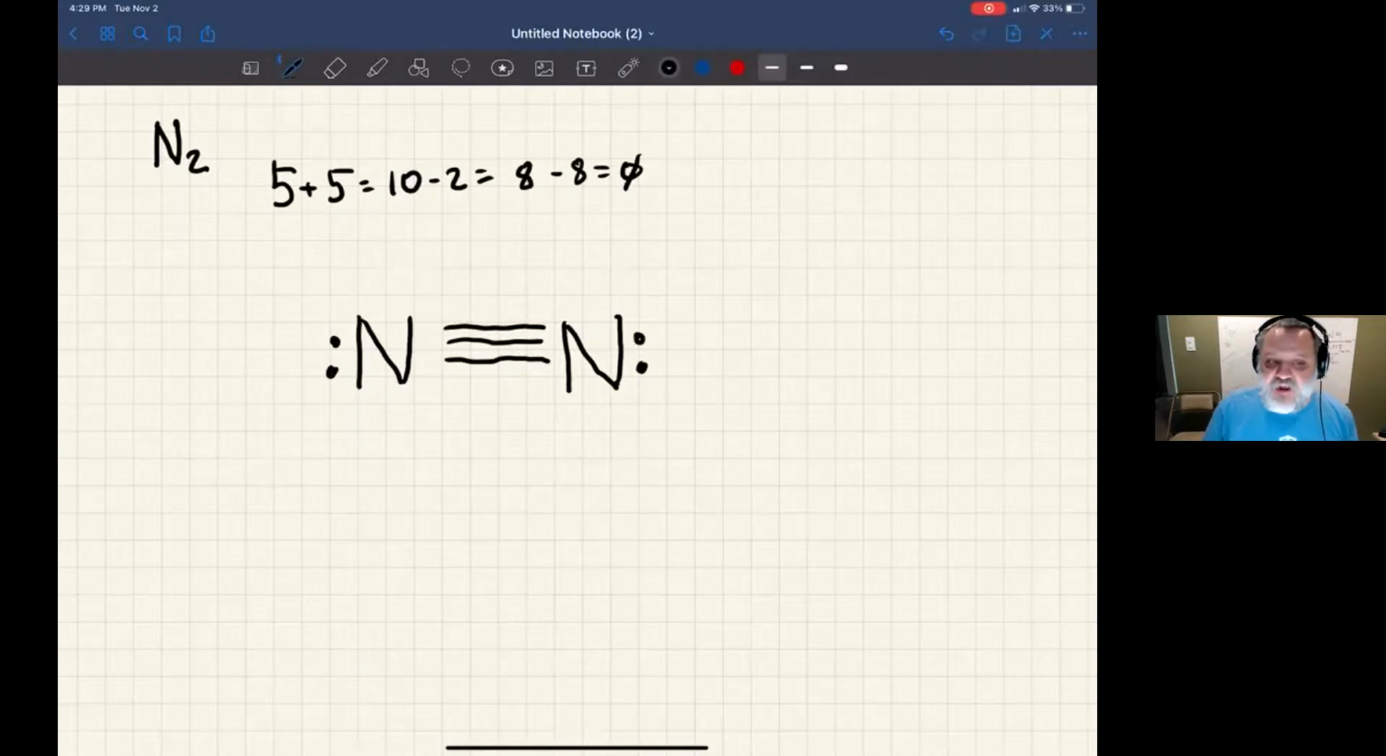And now I've got an octet around both nitrogens. So this is my Lewis structure for nitrogen. Each nitrogen has a triple bond attached to the other nitrogen, and each nitrogen has a lone pair.